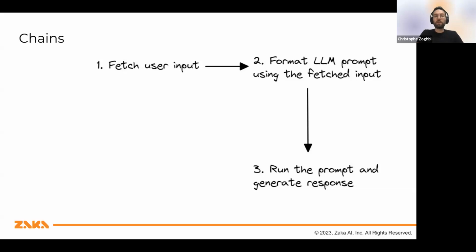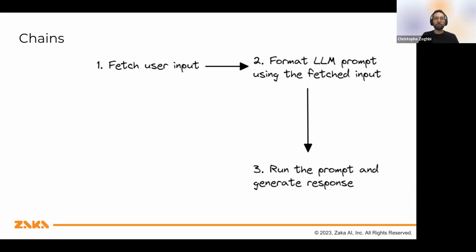Second module we will cover is called chains. Chains is the idea of chaining multiple steps in a certain action. Sometimes you don't want to just send a query to the chatbot or the LLM and get a text completion back. You'd actually want to do multiple things.